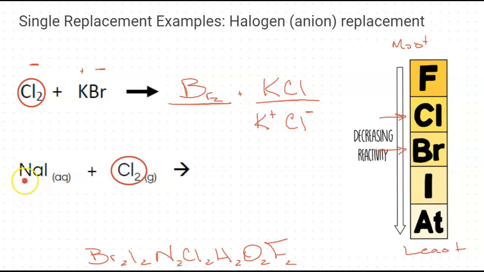When I come down to my third example, I've got NaI and Cl2. I've got a circle around Cl2. Chlorine is a -1 charge. Okay. Sodium is a +1 and iodine is a -1. So again, I'm looking at the two that are most similar by charge. So I want to compare them. Chlorine is here. Iodine is well below. So iodine is the least reactive and will end up alone.